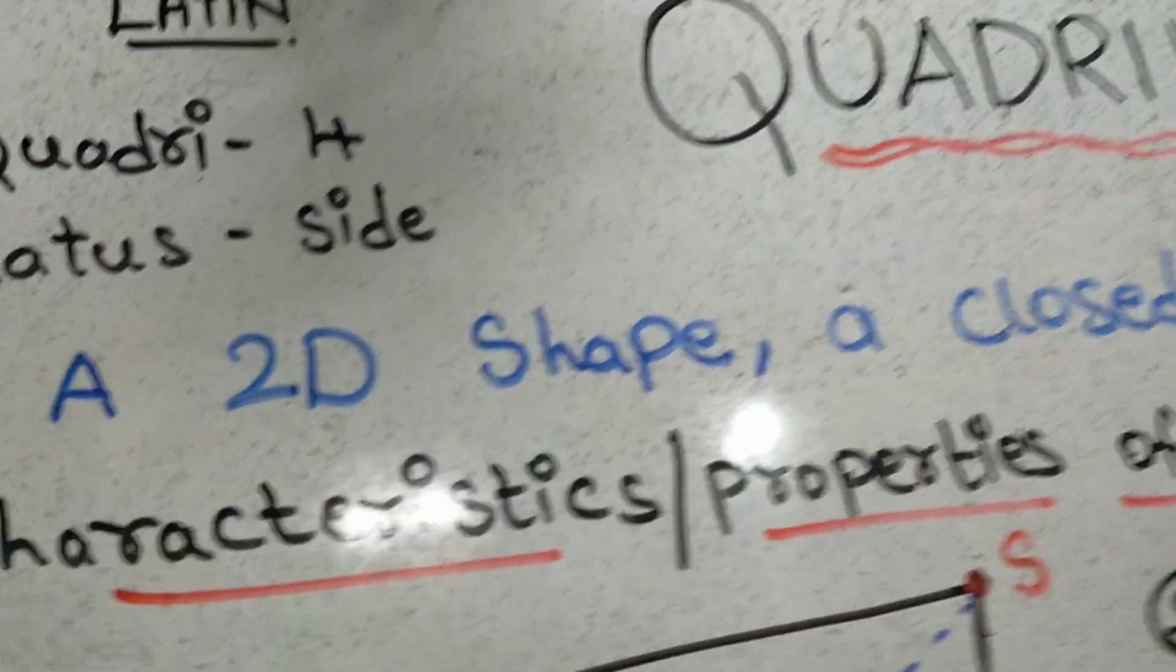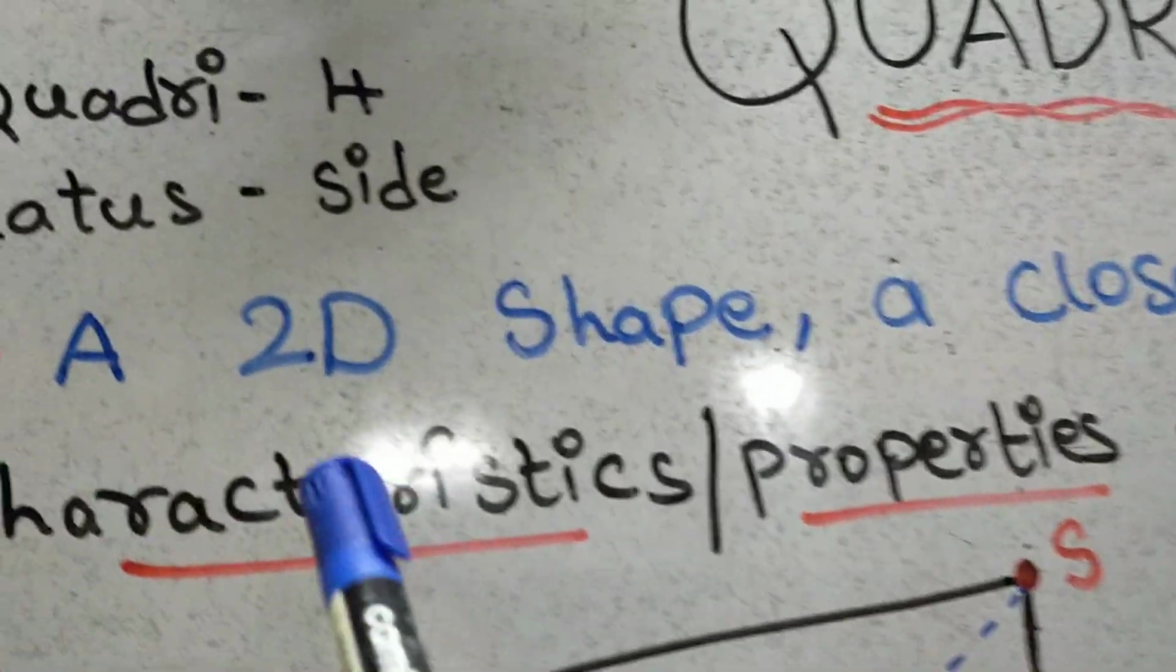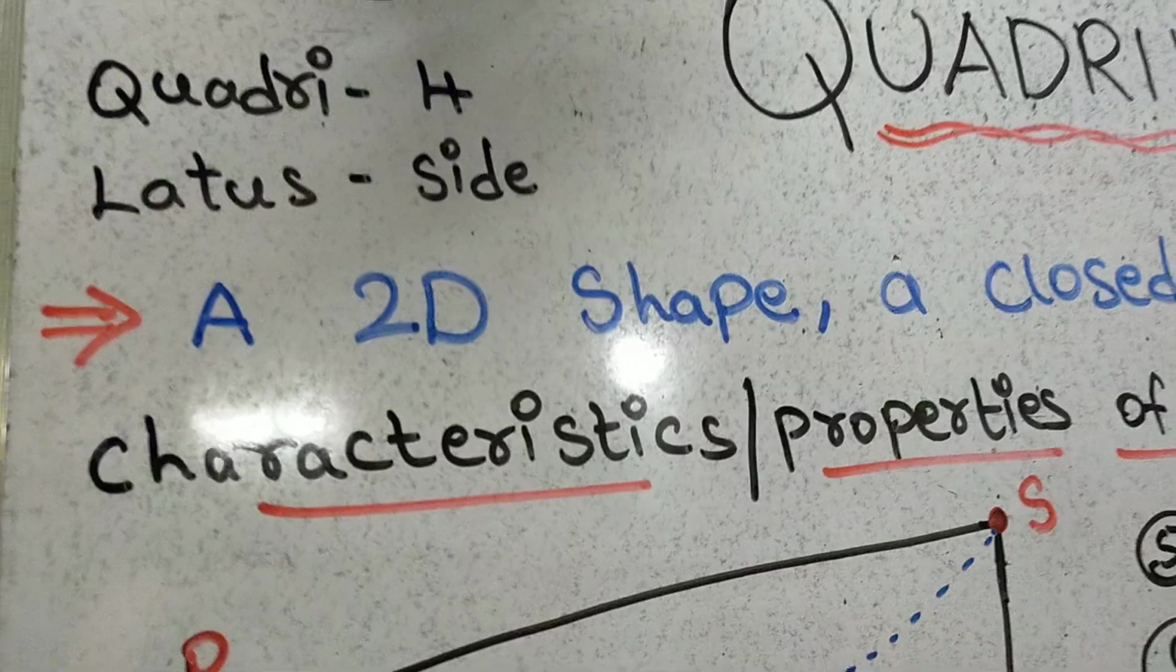2D shape. What do you mean by 2D shape, kids? 2D shape means two-dimensional shape. That means quadrilaterals are flat shapes, plane figures. It means that they can exist on a plane, on plain paper, like you can draw them on plain paper. It is not 3-dimensional, it is 2-dimensional. So all quadrilaterals are 2-dimensional shapes.